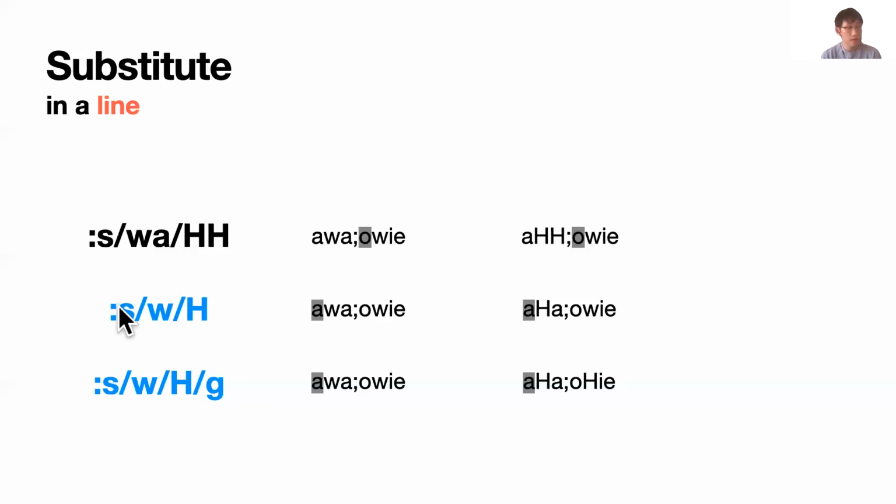Similarly, if you do substitute W into capital H, we'll just change the first W into capital H. If you want to change everything in the line, put /g for global, then it's going to change the W into H as well as the second W into H. It works by a line.